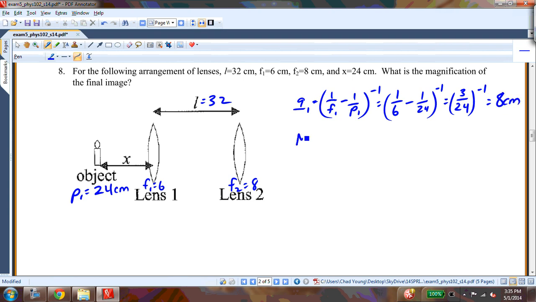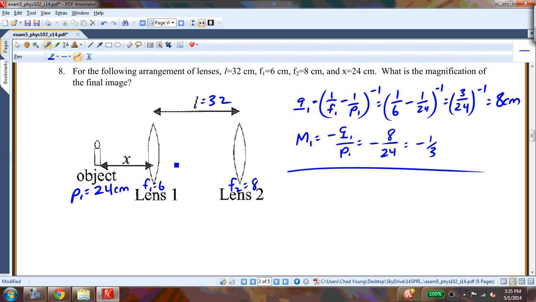Okay, and then my magnification due to that first lens is -1/3. Now, that means that my image is going to be 8 centimeters. It's going to be right about here. It's inverted, and it's 1/3 the size of the original object. That means that P2 is this distance, 32 minus 8, or 24 centimeters. And so I can do the whole thing all over again.